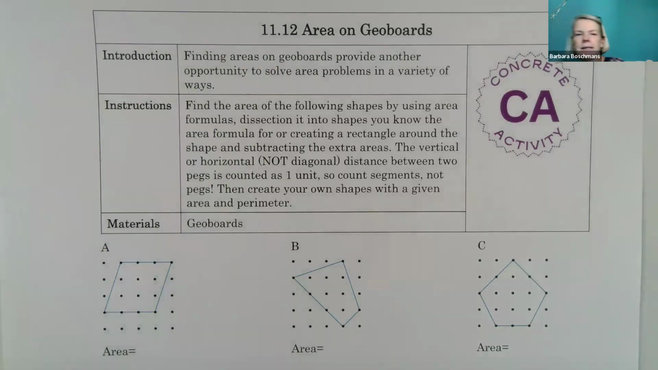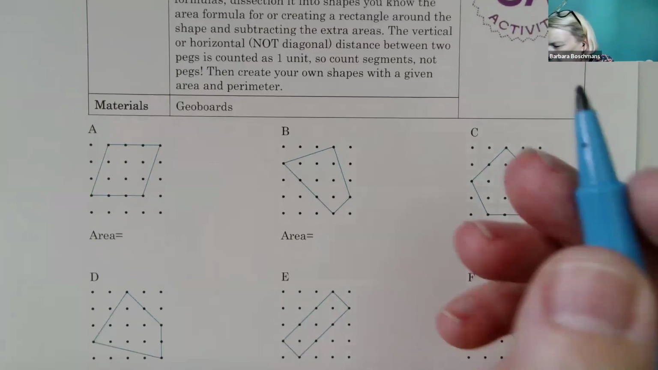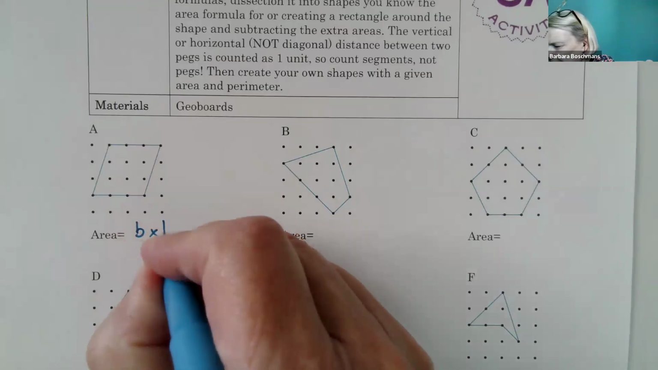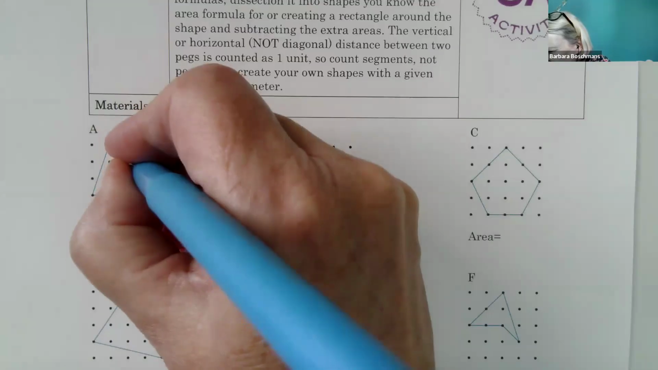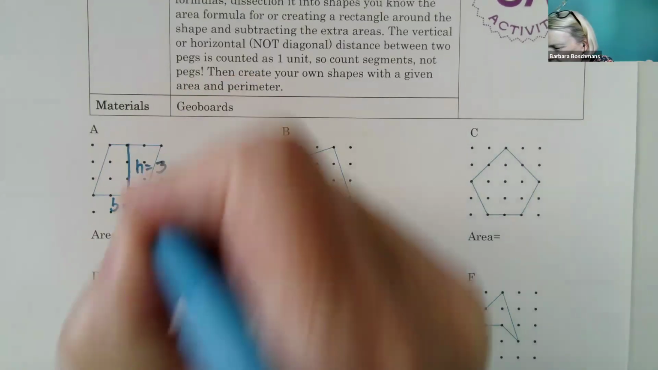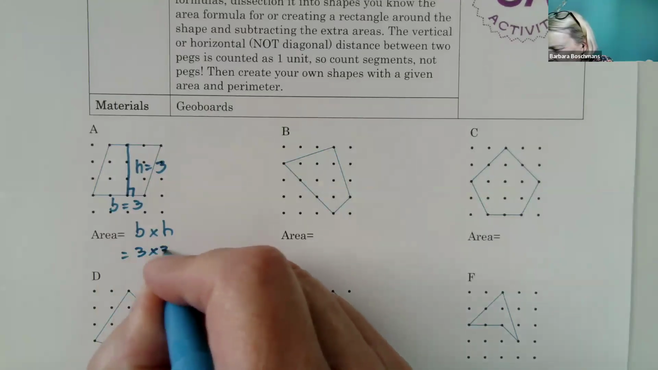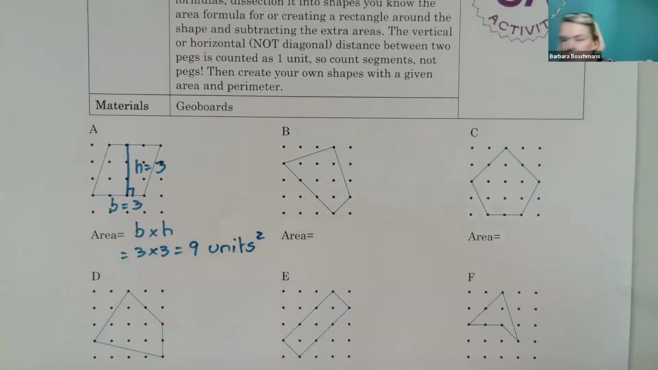So A is that same parallelogram we found the perimeter of. For area, we do base times height, right? So this is going to be base times height because it's a parallelogram. The base here is 3. The height is on the inside, perpendicular to the base, and the height is also 3. So 3 times 3 is 9, and now we will have units squared for area.